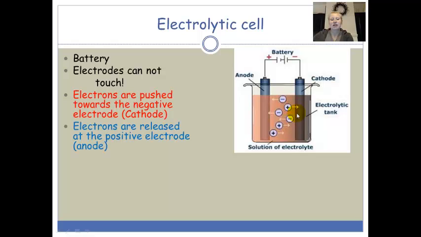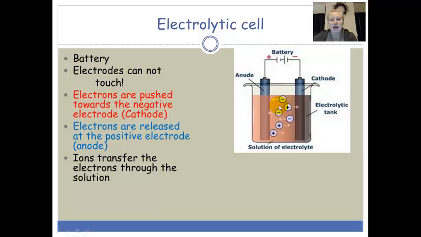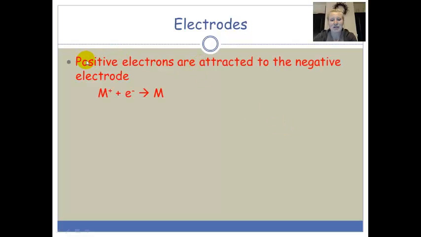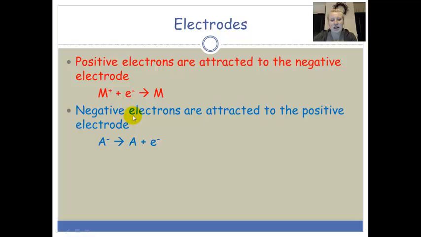And electrons are released at the positive electrode, which is the anode, where oxidation occurs. Now, these positive and negative electrodes are reversed from the voltaic cell. The ions are transferred through the solution, and this is where the electrons are also transferred to the ions at these electrodes. So positive ions are attracted to the negative electrode, and negative ions are attracted to the positive electrode.